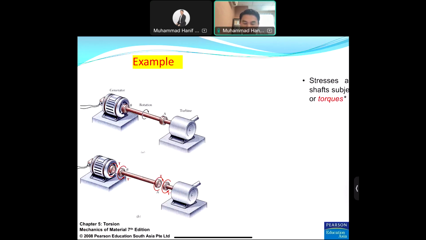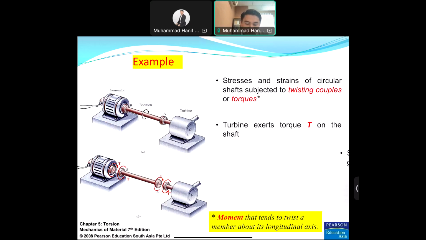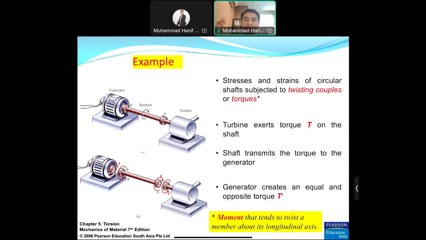Okay, this is an example of the application of torsional load in daily living activities. So you have this system of generator and turbine. The turbine, for example in a river, is a system to generate power. The water goes through the turbine, and then the turbine gives the power of torsion, a rotation like this one, for example.